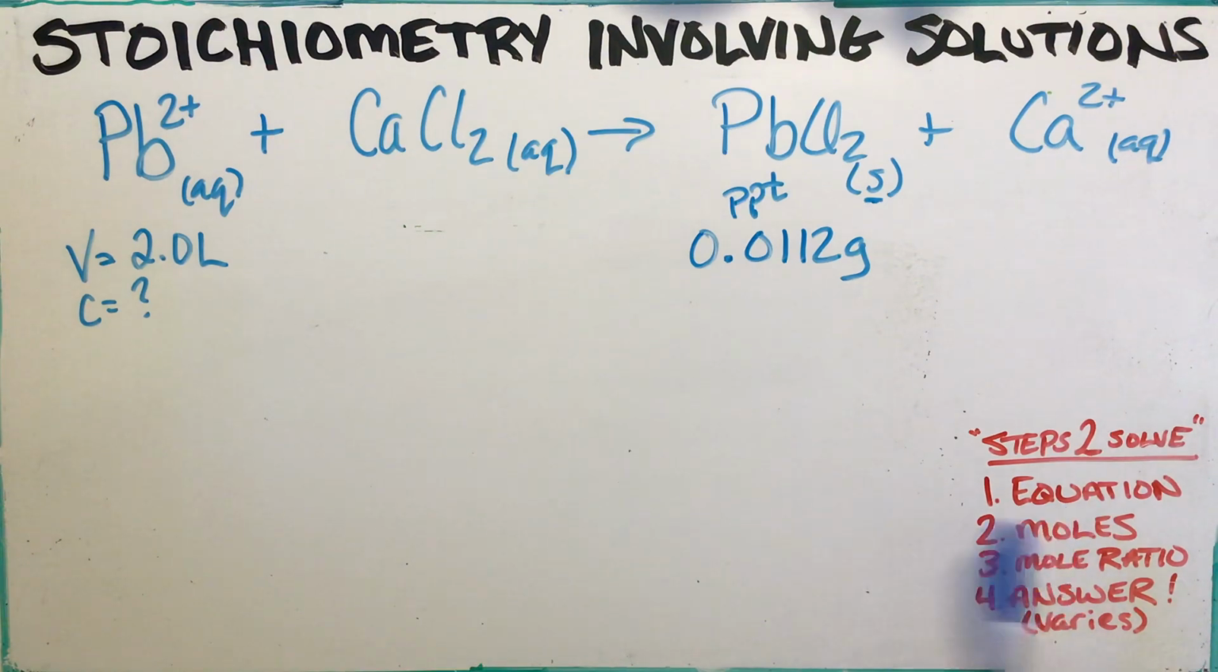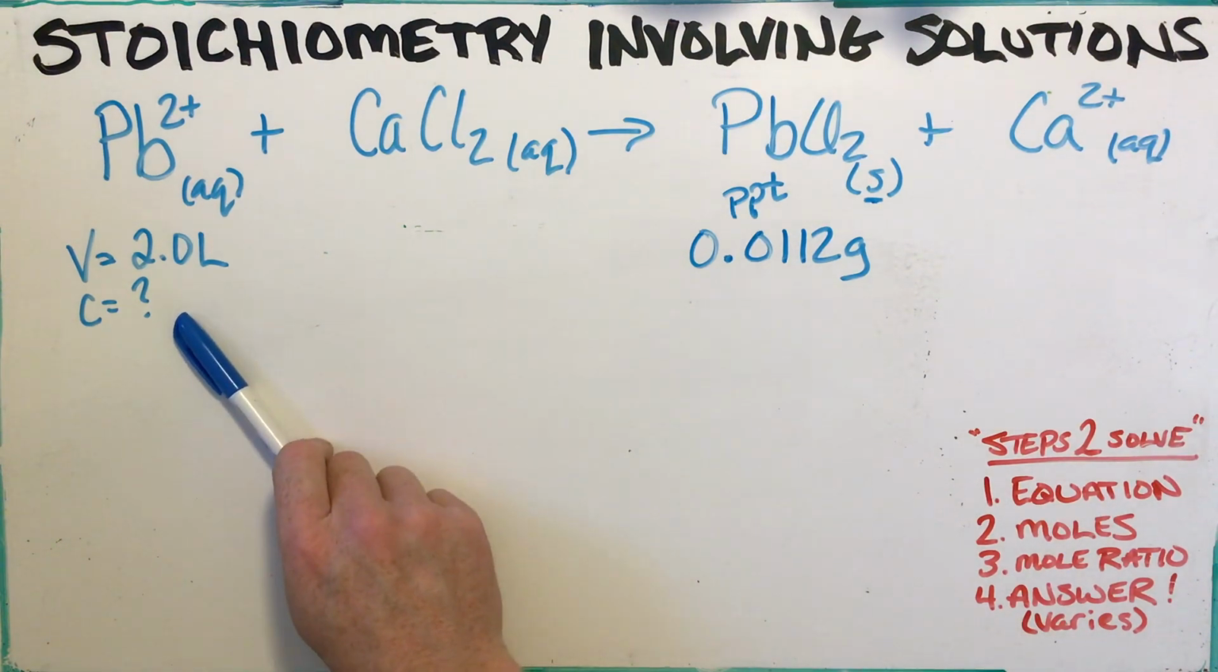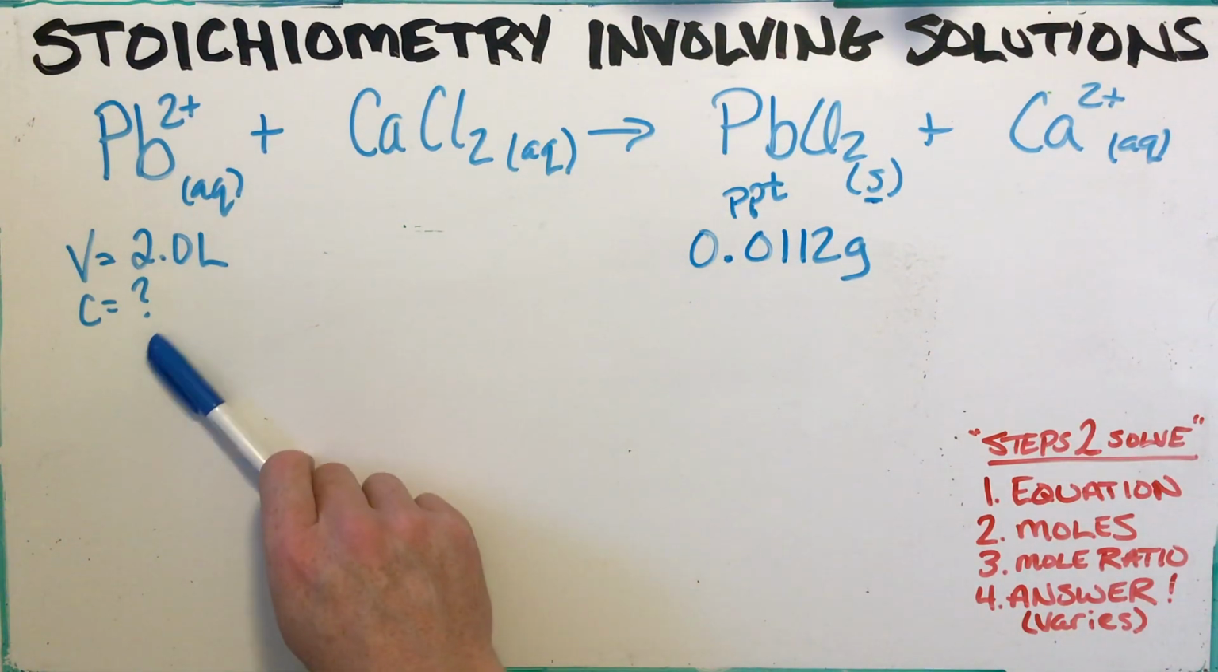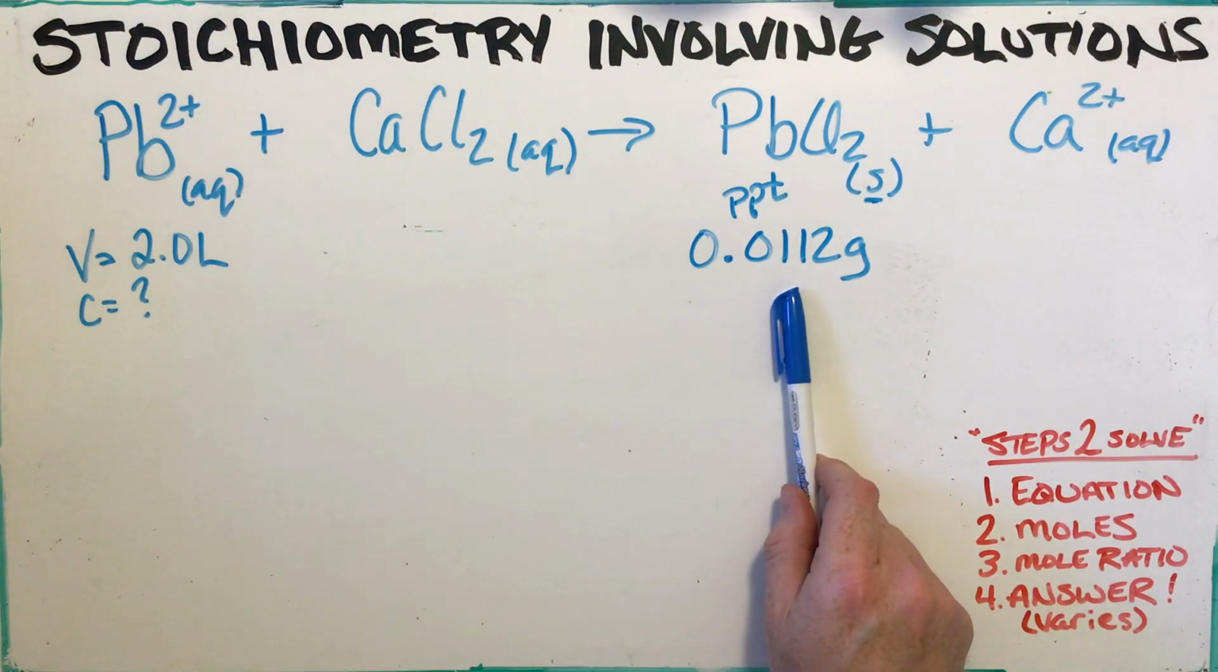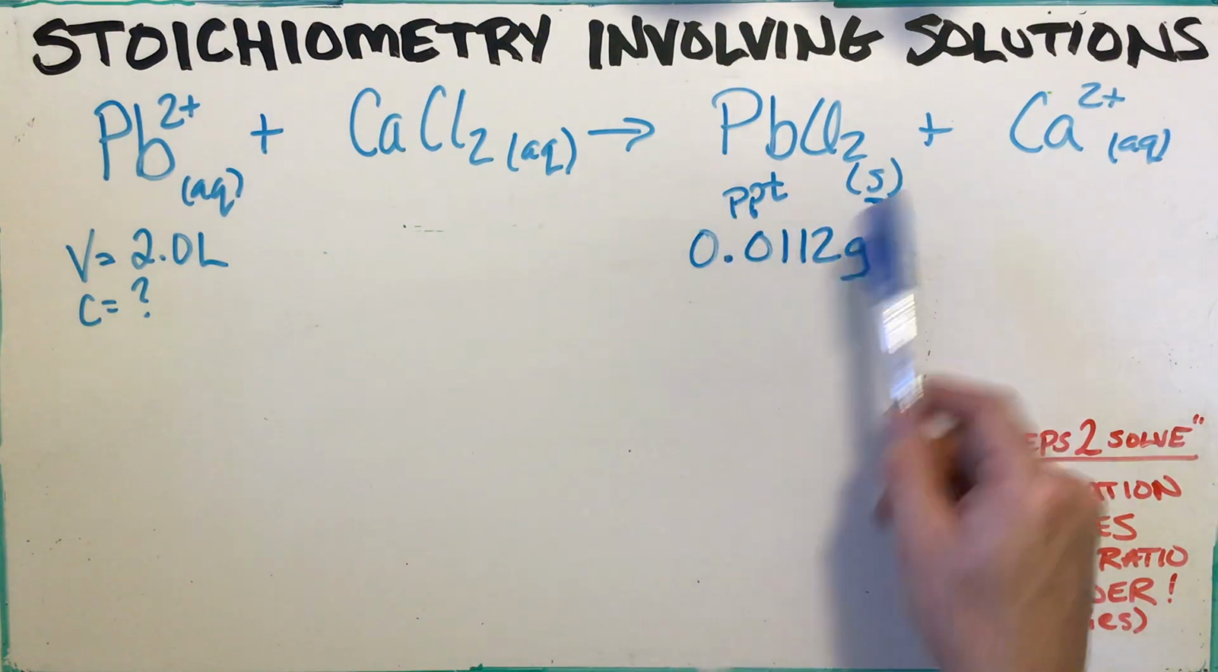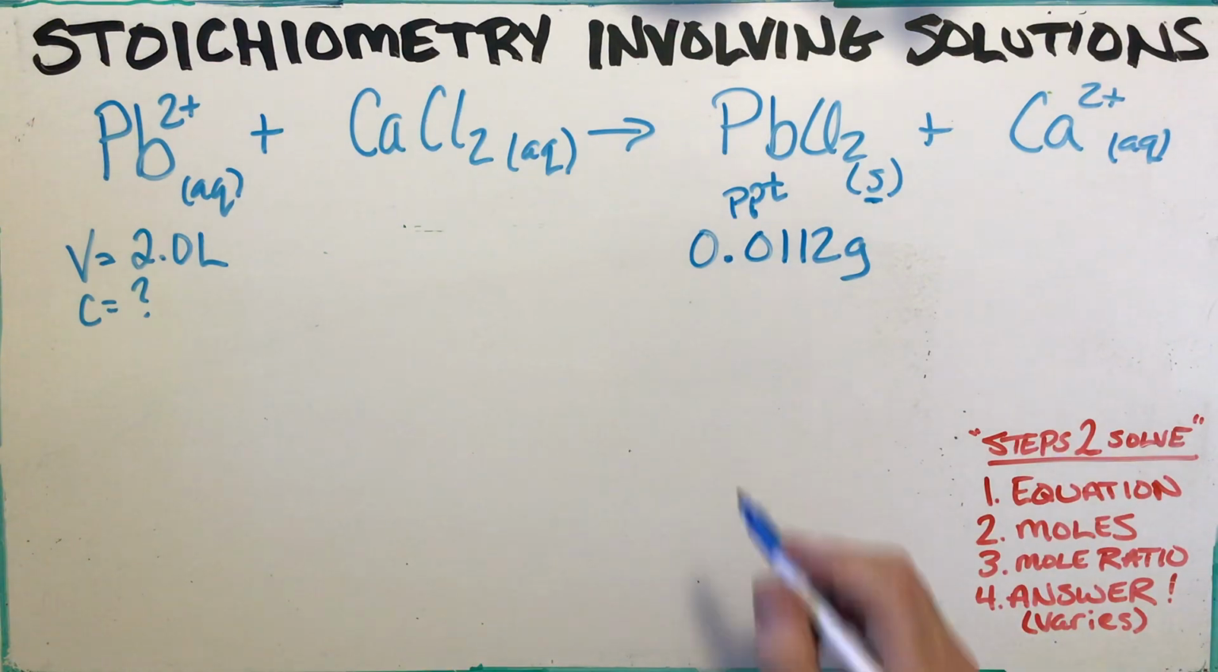Number 1, the equation. Did it? It's balanced. Number 2, turn something into moles. I can't turn this into moles because I need the V and the C. This I can turn into moles. This is just grams. I can divide it by the molar mass and turn that into moles. So that's what I'm going to do.